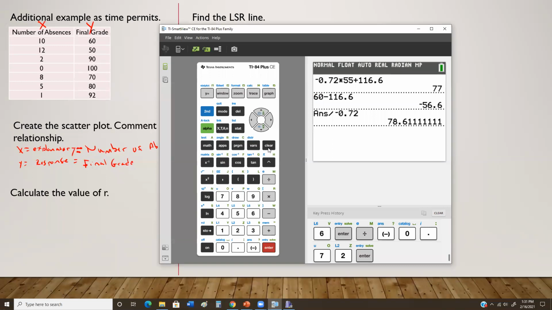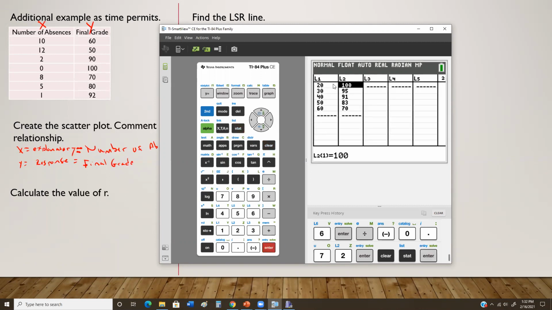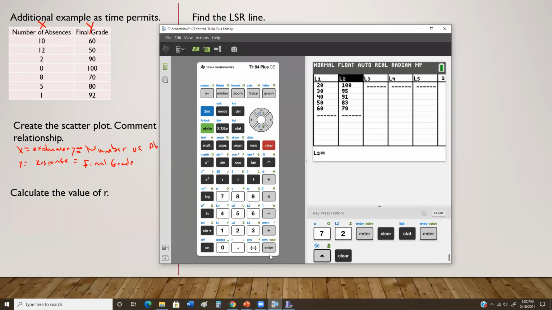All right, so let's go in here. What I'm going to have to do first is click my stat button, and I'm going to have to go into edit here. And what do I have to do with this data from the previous example? Clear it. You always have to clear it. So you're going to go to the top and clear it. Okay. Then make sure you put it in the order it's given.